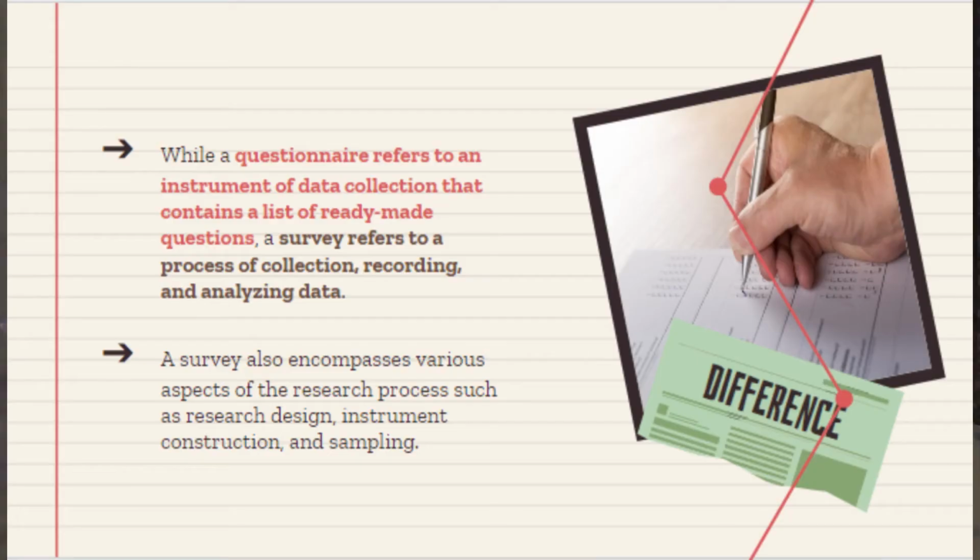But it is important to note that a questionnaire is different from a survey. While a questionnaire refers to an instrument of data collection that contains a list of ready-made questions, a survey refers to a process of collecting, recording, and analyzing data. A survey also encompasses various aspects of the research process, such as research design, instrument construction, and sampling. It is thus a traditional way of conducting descriptive research.